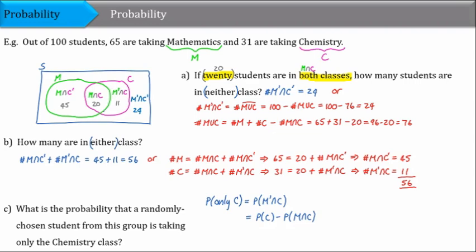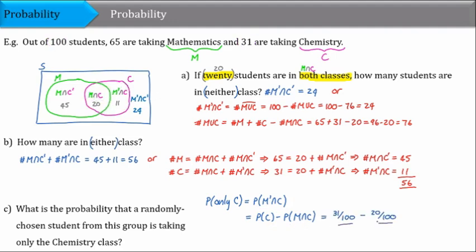Now the way in which we'll calculate the probability is to simply introduce the sample size of 100. So we have our probability of not mathematics and chemistry, which needs to be calculated. We know the total for chemistry is 31. We know the total for mathematics and chemistry is 20. So I'll take the probability for chemistry, which will be 31 over 100, and I'll subtract the probability of the intersection, which is 20 over 100.